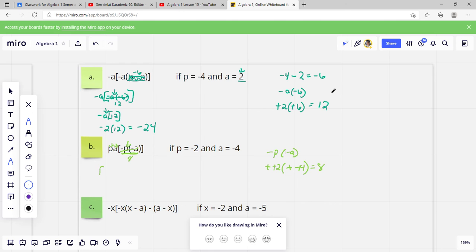So I have P times A times 8. That means I need P, which is negative 2, times A, which is negative 4, times 8. These are going to cancel. 2 times 4 is 8, and 8 times 8 is 64. The answer to that one is 64.